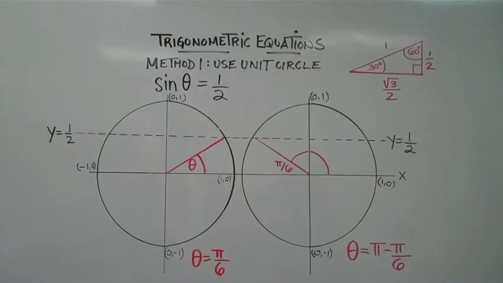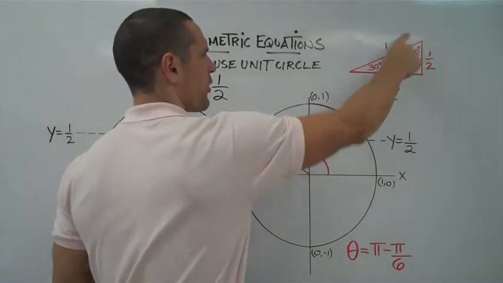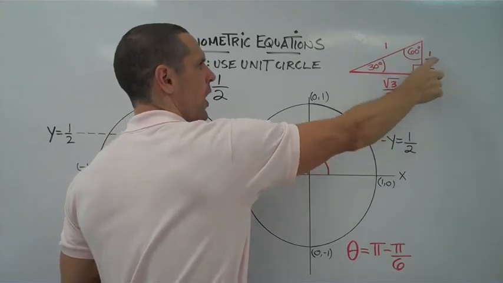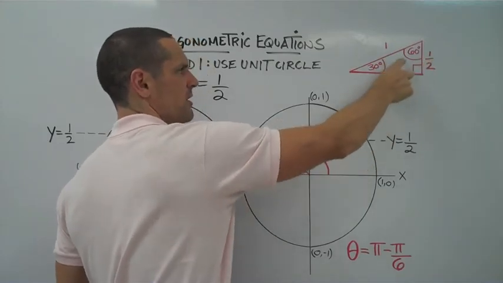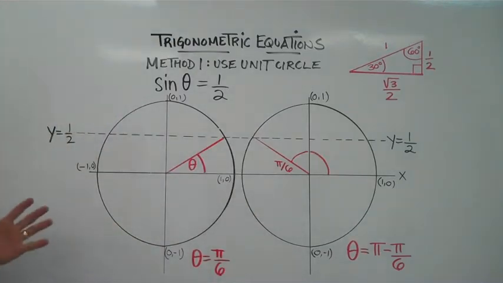In our first method here, we will use circles, unit circles, to help us solve trig equations. Method 1, we're going to use the unit circle. Please don't forget this triangle. 30, 60, 90 goes across from 30 is 1/2, across from 60 is square root of 3 over 2, and across from our hypotenuse is 1. It's because it's part of the unit circle.